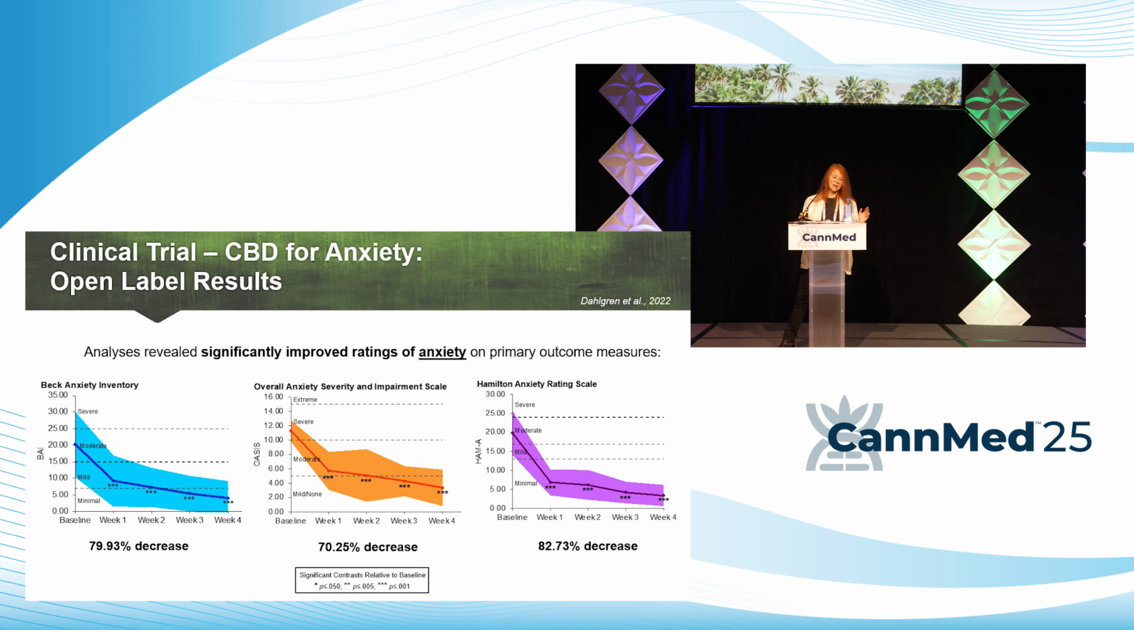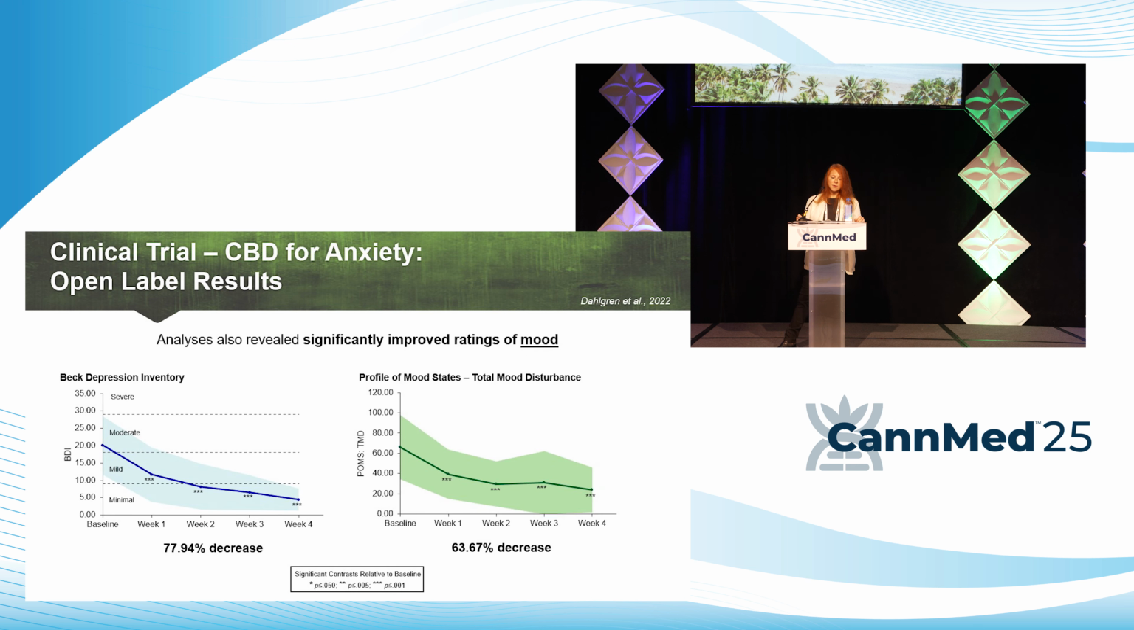So first with anxiety, again, the Beck Anxiety Inventory, the OASIS, and the Hamilton Anxiety Rating Scale. We see almost an 80% reduction in self-reported measures of anxiety on the Beck. The OASIS, over 70% reduction, and on the HAM-A, which is an examiner-driven measure, 82% reduction. Pretty striking, right? We also saw significant improvements in ratings of mood.